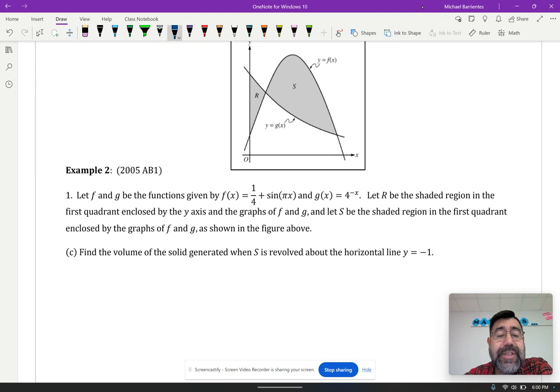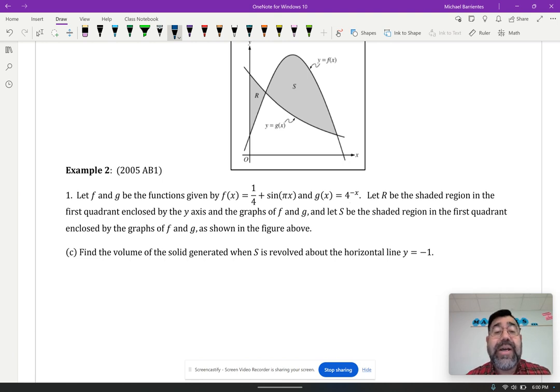Let f and g be the functions given by f of x is 1/4 plus sine of the quantity pi x, and g of x is equal to 4 to the power of negative x. Let R be the shaded region in the first quadrant enclosed by the y-axis and the graphs of f and g. And let S be the shaded region in the first quadrant enclosed by the graphs of f and g as shown in the figure above. So two different regions. Part C of this problem said, find the volume of the solid generated when S, that's this region, is revolved about the horizontal line y equals -1.